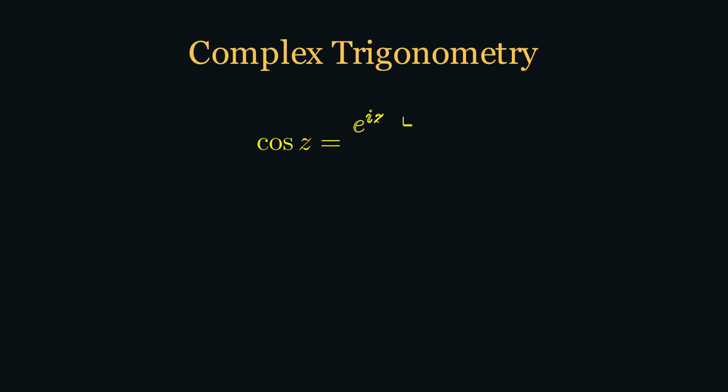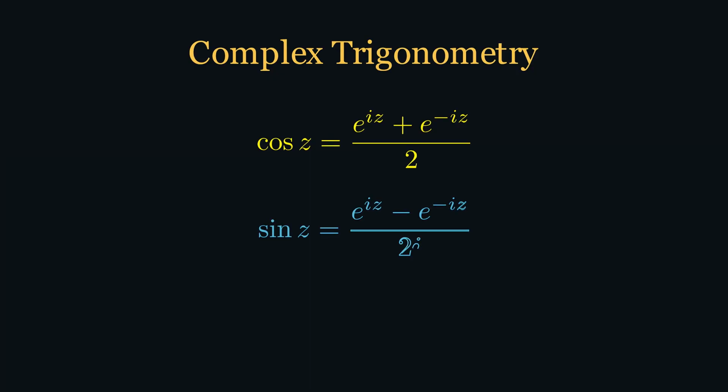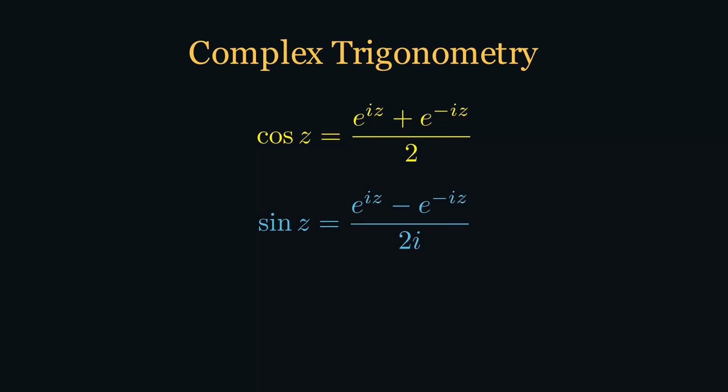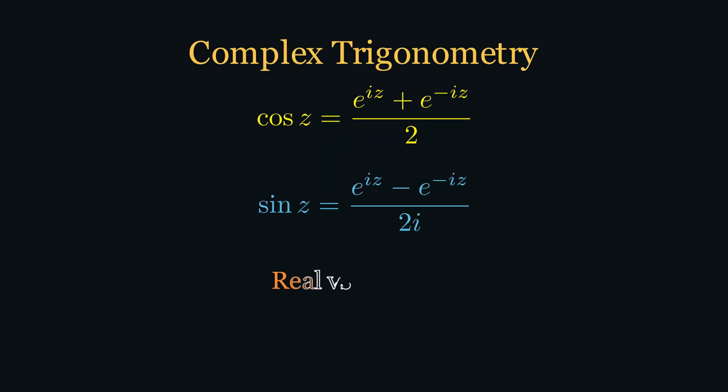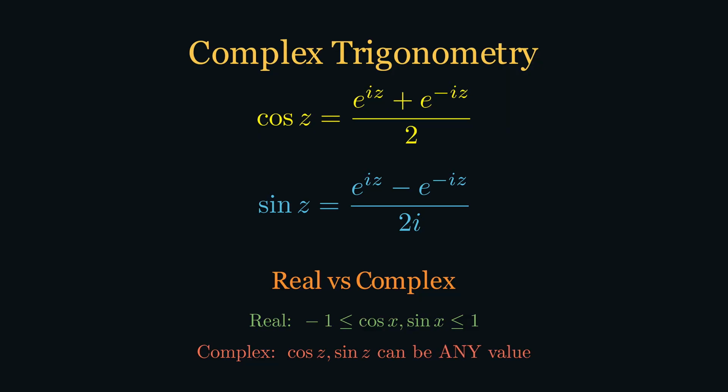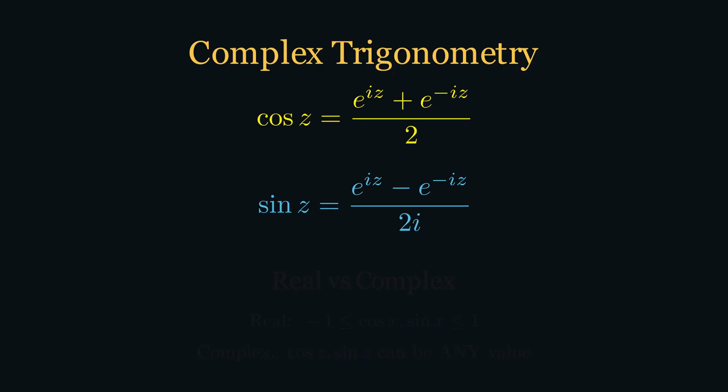From Euler's formula, we can derive cosine z equals e to the iz plus e to the negative iz, all divided by 2. Sine z equals e to the iz minus e to the negative iz, all divided by 2i. These formulas define sine and cosine for complex arguments. For real inputs, sine and cosine oscillate between -1 and 1. For complex inputs, they can take any value.